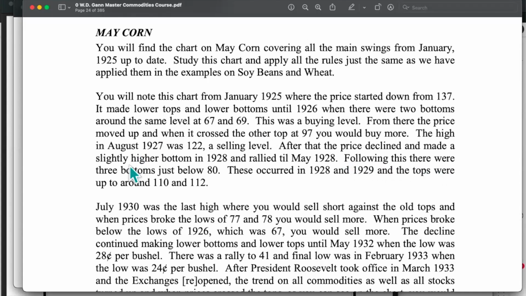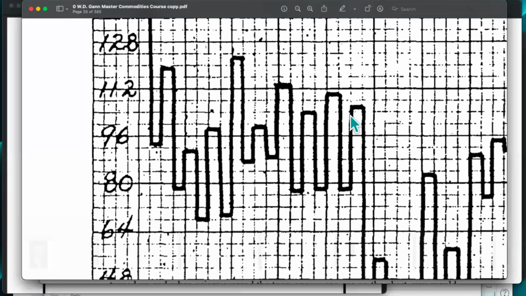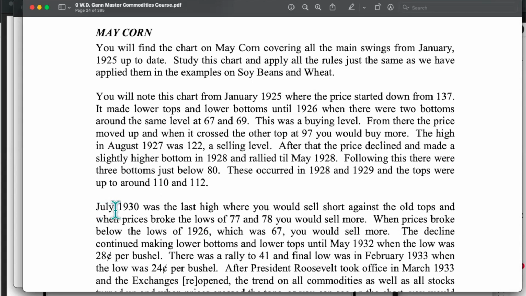Following this, there were three bottoms just below 80. This occurred in 1928 and 1929, and the tops were up to around 110 and 112. So 110 and 112 is where these tops were generally created. July 1930 was the last high where you would sell short against the old tops. And when prices broke the lows of 77 and 78, you would sell more.